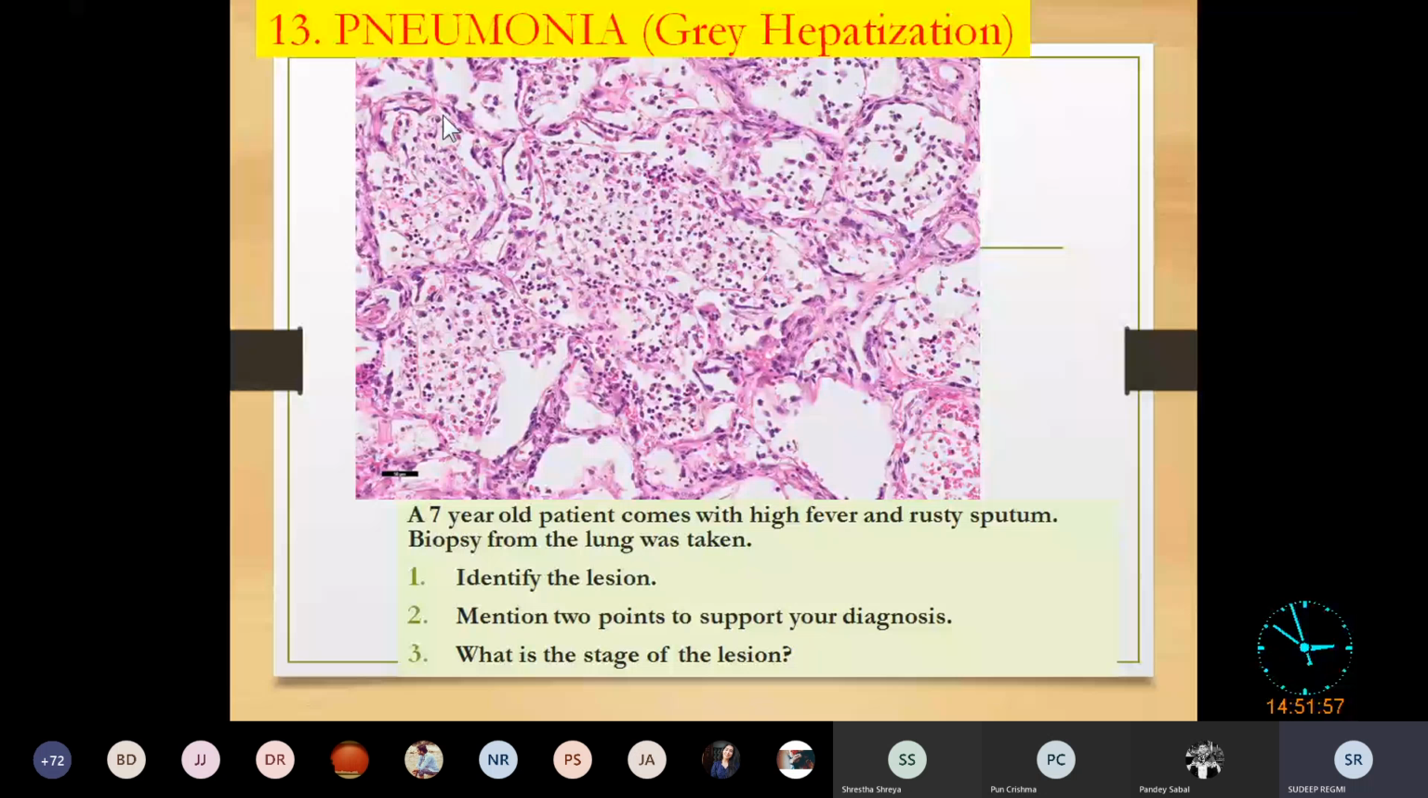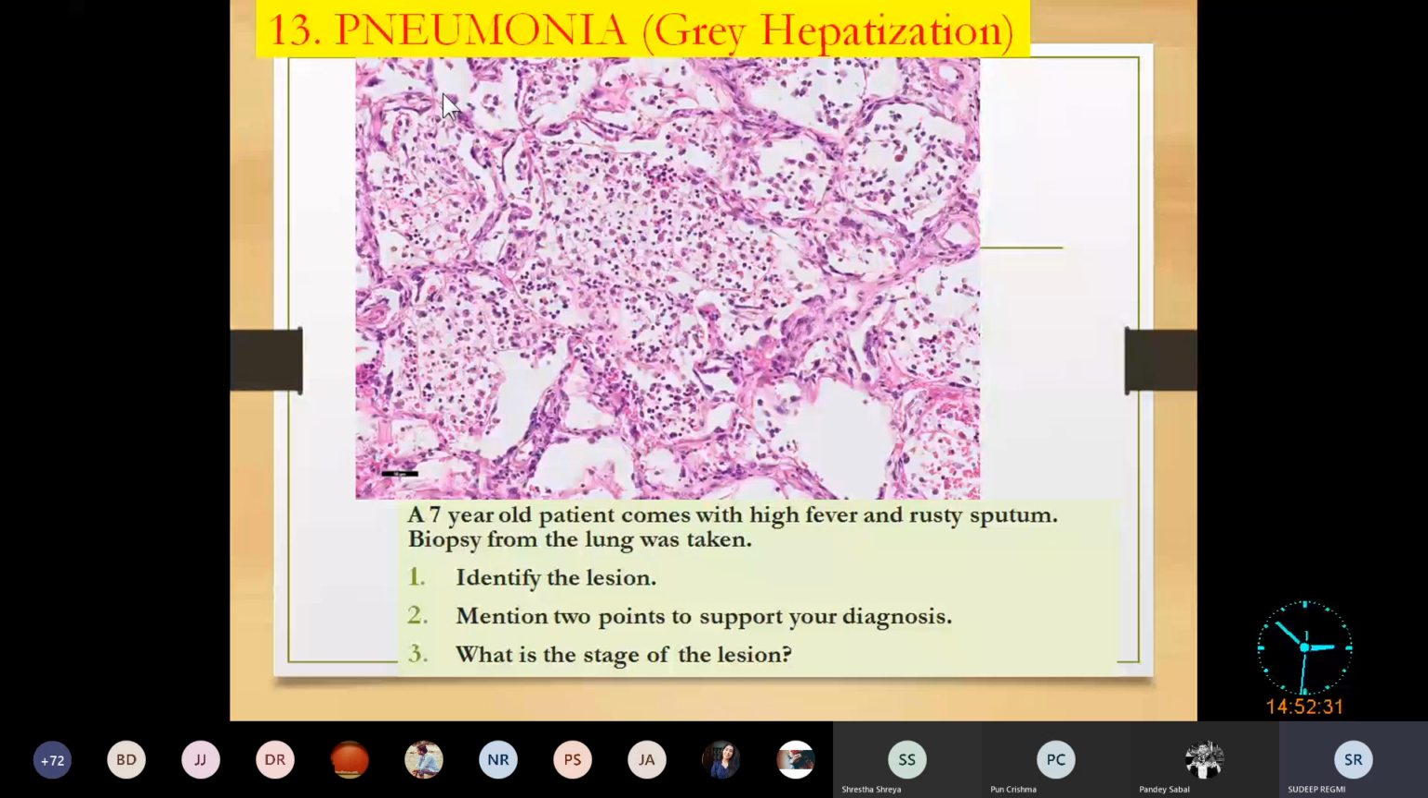What do you mean by pneumonia? Infection of the lung. Okay, inflammation of the lung parenchyma, mostly due to infection, but it can be chemical pneumonia also.